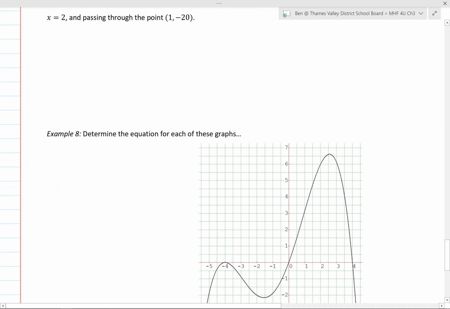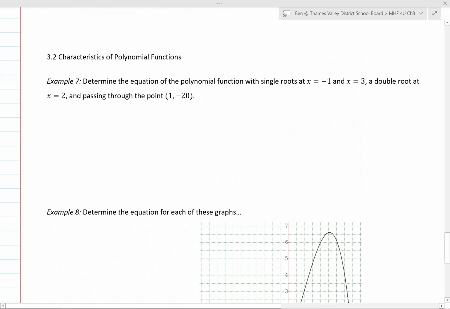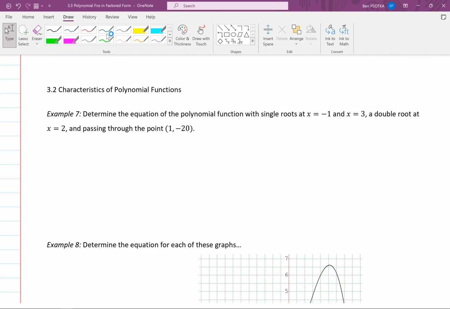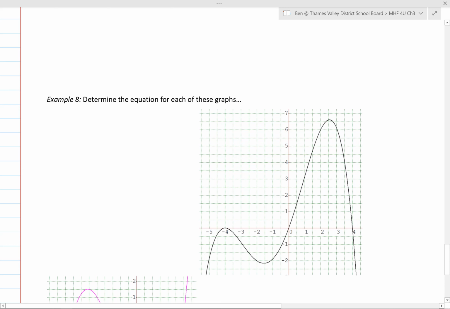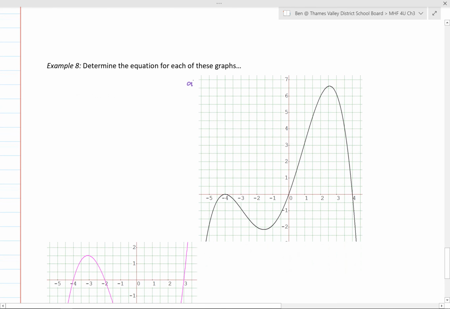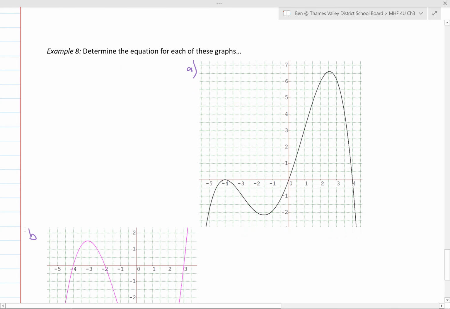I can see here we have example 7. I'm going to give that to you as a challenge problem. Try it out. You should be able to first find the family of functions, then use some information here to determine the a value. You should be able to handle that on your own. Then we're going to go through 8, which I'll call A and B. We're going to go through 8A together. 8B will be yours for practice work.